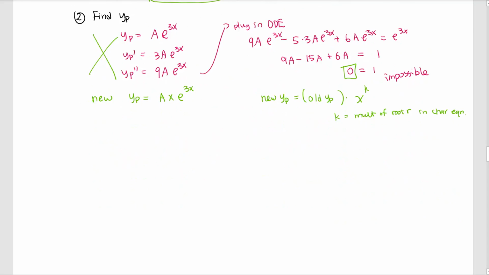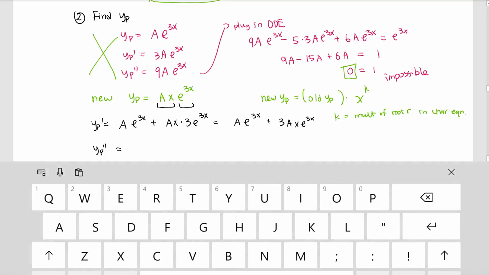Okay, so let's continue. To continue, yp prime, because it's a product, we use the product rule. The derivative of the first guy is a e to the 3x, plus ax times the derivative of the second guy, which is 3 e to the 3x. Let me write this better, so I put 3ax e to the 3x. Okay, yp prime prime is where we differentiate the first guy.